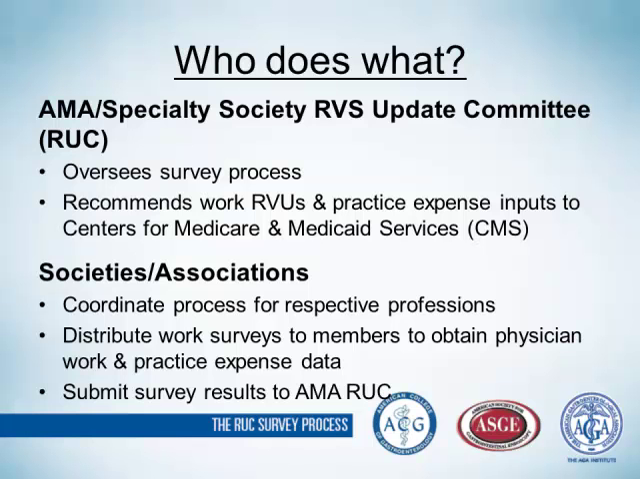So let's go forward. Who does what? The AMA Specialty Society RVS Update Committee, the RUC, oversees the survey process. The RUC will make recommendations regarding work RVUs and practice expense inputs to CMS. The specialty societies coordinate the process for our professions. We distribute the work surveys to members to obtain physician work and practice expense data. And the specialty societies will then submit the survey results to the AMA's RUC.